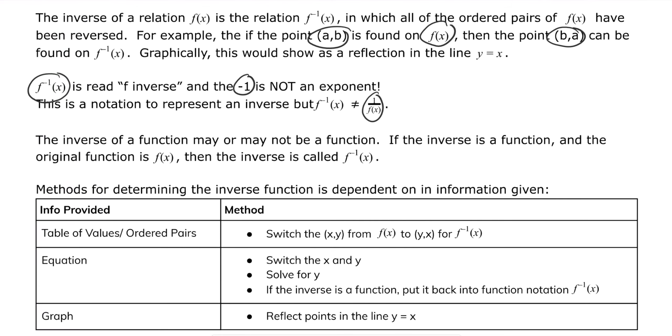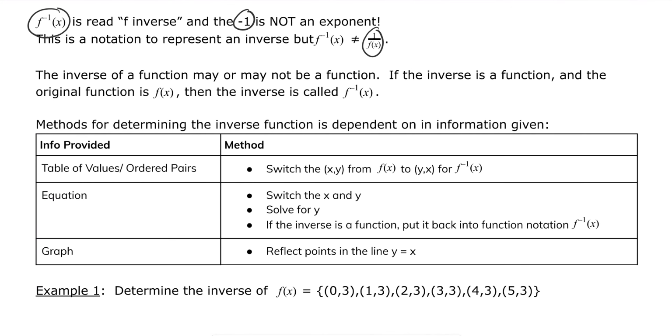Okay, so how do we determine the inverse function for any given function? It's pretty simple. If you have a table of values or a set of ordered pairs, you just reverse your x and y. So you go from (x, y) to (y, x). If you have an equation, we determine the inverse function by switching x and y, and then solving for y. And we're going to then use the resulting equation and write that in inverse function notation.